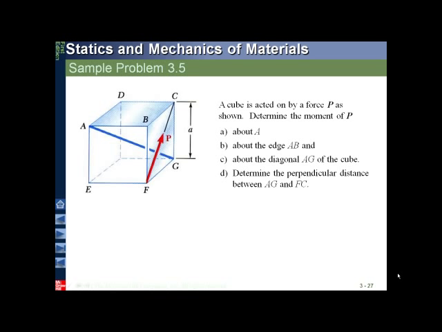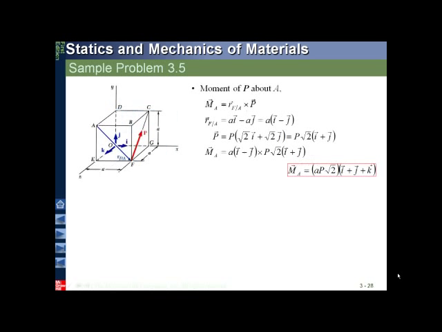They showed a sample problem 3.5. There's a few problems with this. I'd probably refer back to the book, but we'll do the best we can in here. It says I've got this force P down there at F, and what I'd like to do is calculate the moment of that vector P about point A, then about edge AB, and then diagonal AG. There's a couple of problems with these slides, but we'll try to point those out. You can refer back to the book. I think the book's pretty solid in this regard.